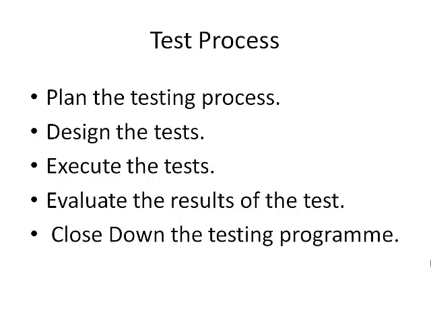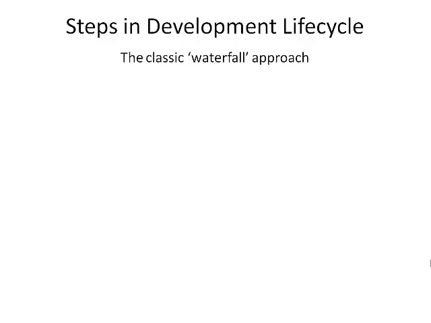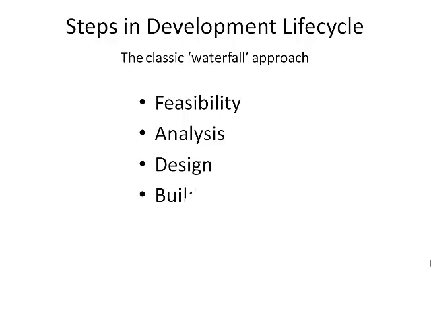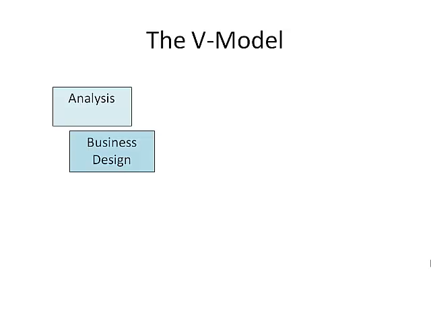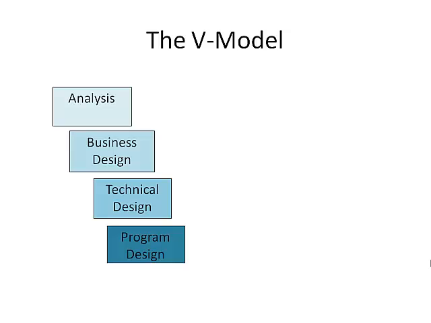Now let's consider the testing process against the systems development life cycle, the classic waterfall approach of feasibility, analysis, design, then we build it or code it, and then we do the testing. We execute the tests at this stage, and then finally, of course, we will implement the project, i.e. make it go live. We take those steps, and ignoring feasibility, we go through the steps of the system development life cycle of analysis, business design, technical design, program design, and finally build or code.